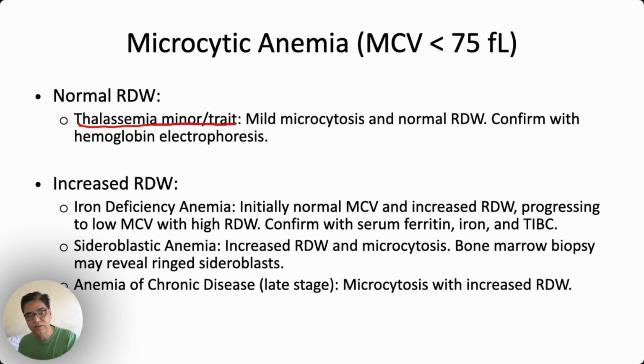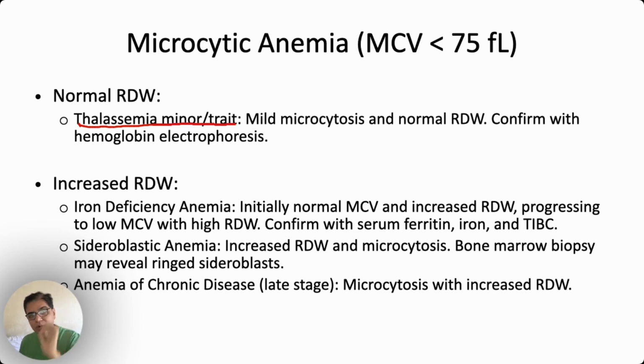This requires further confirmation with HB electrophoresis. I will come to that, the further tests you need to do or order. So with a normal red cell distribution width in a microcytic anemia, the diagnosis is very straightforward. You are possibly dealing with a thalassemia trait, minor thalassemia as we call it. Especially if they are coming from South Asia or they are of Mediterranean origin, Turkish, Greeks, Lebanese, Egyptians, all around the Mediterranean coast, okay?